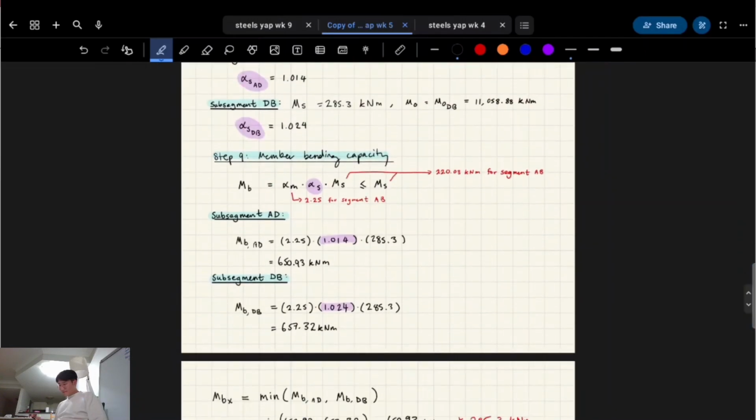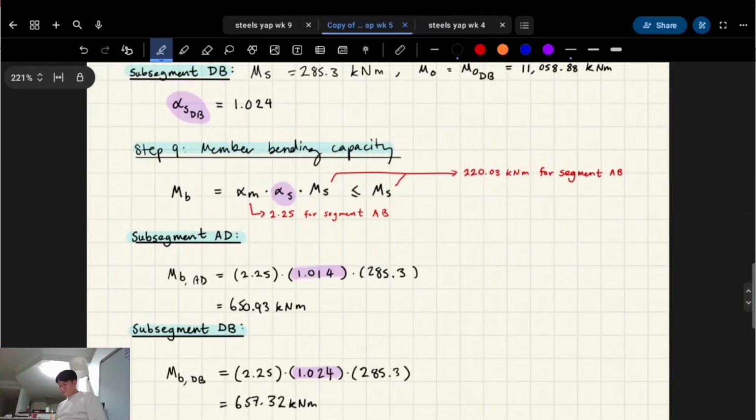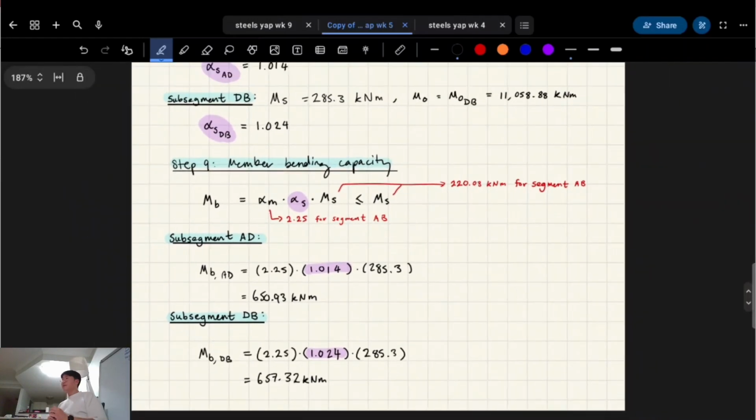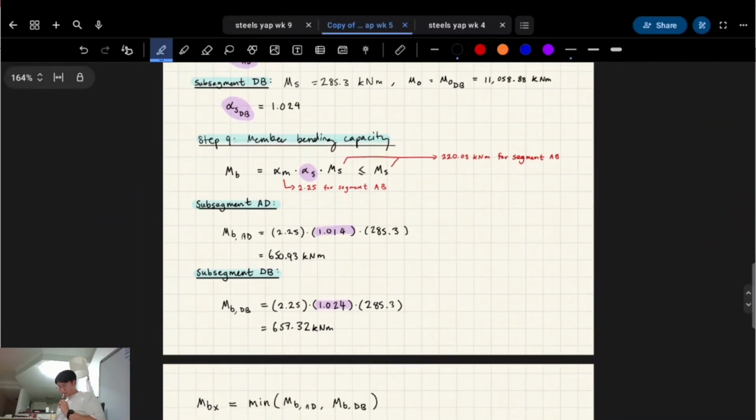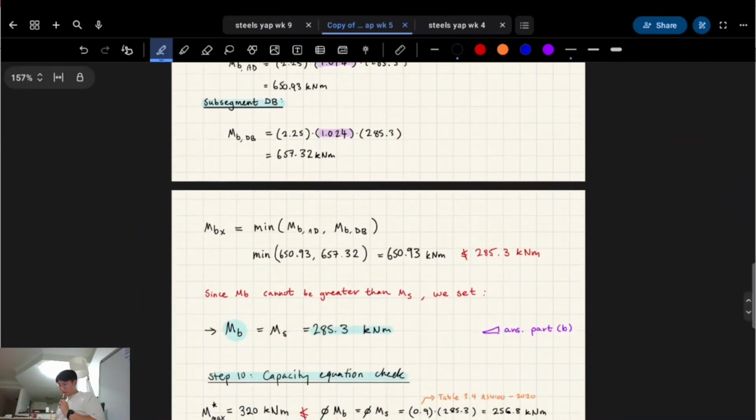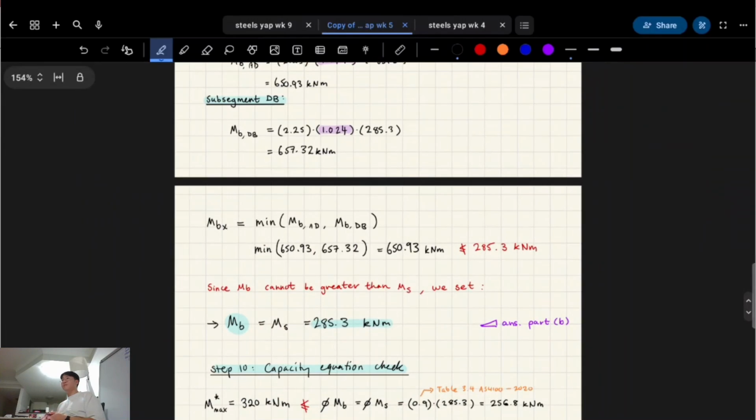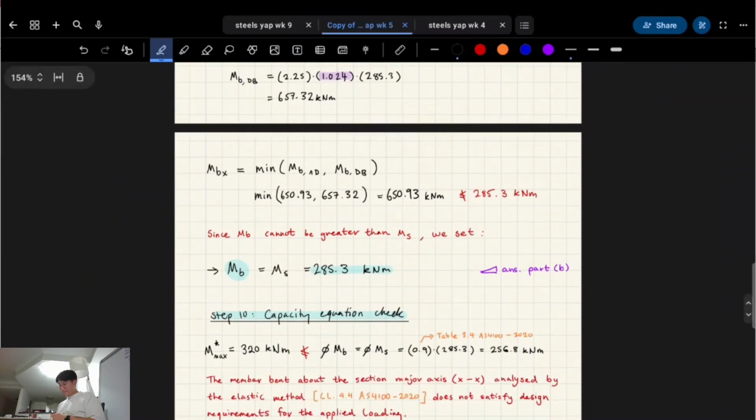Right. So we only need two alpha S. Yes, that makes sense. We find them, and then we do the calculations. And then obviously the minimum moment capacity will govern. But both of them are bigger than 1, so then you just reduce it back.